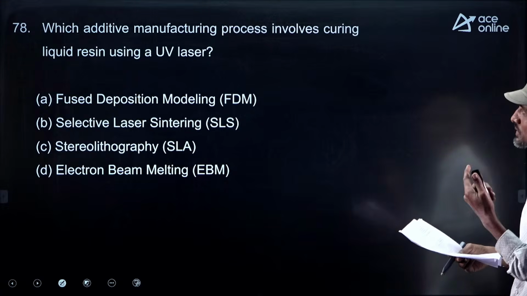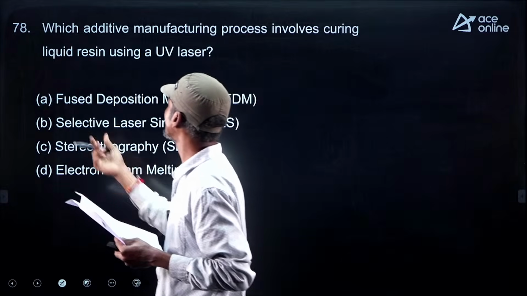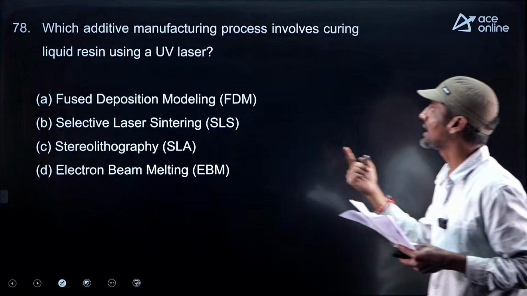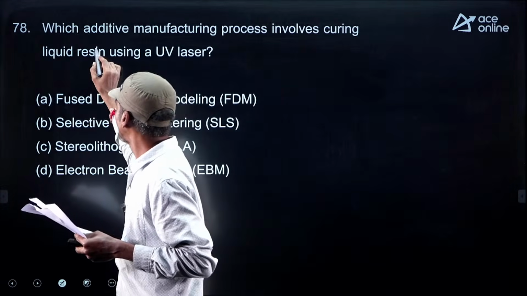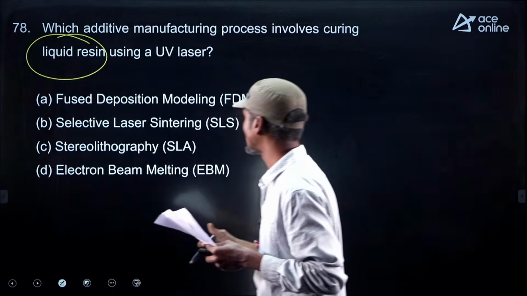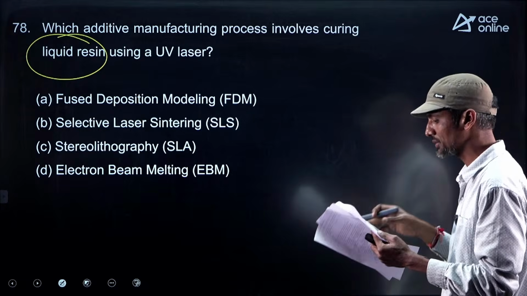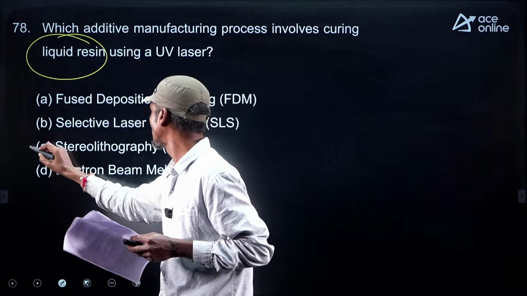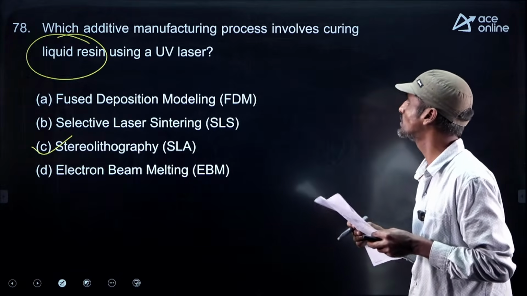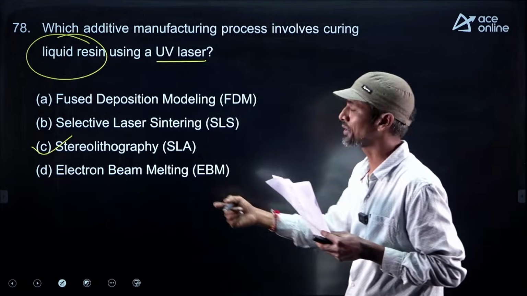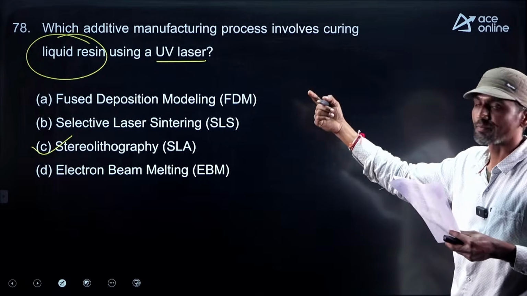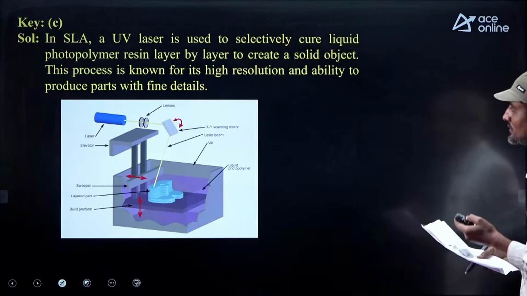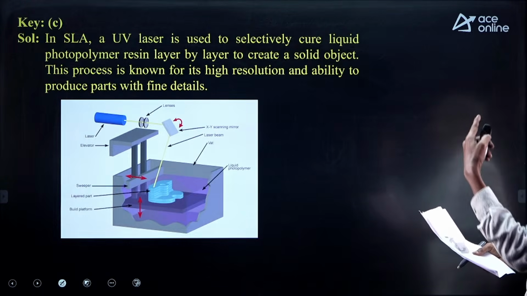After that we have the last question, on additive manufacturing again. Which additive manufacturing process involves curing liquid resin using an ultraviolet laser? This is question 78. Among additive manufacturing processes, stereolithography, that is the SLA process, uses an ultraviolet laser to cure polymer based resin. So the correct answer for this question is option C. As we recapitulate the respective diagram, we can also arrive at the correct option.